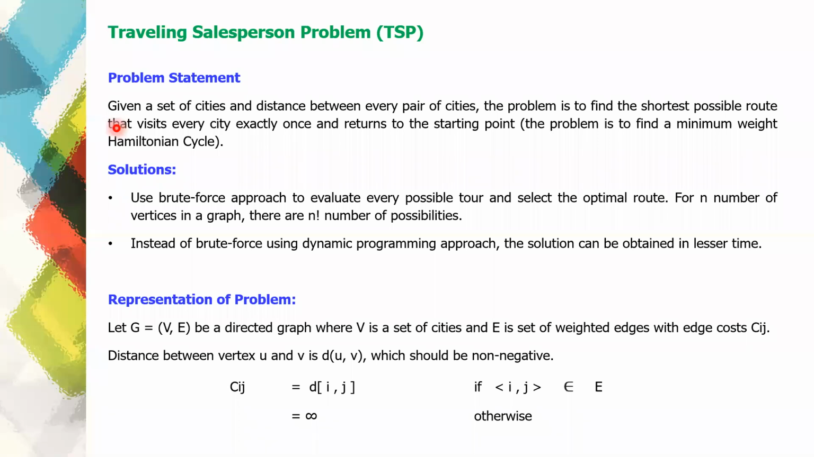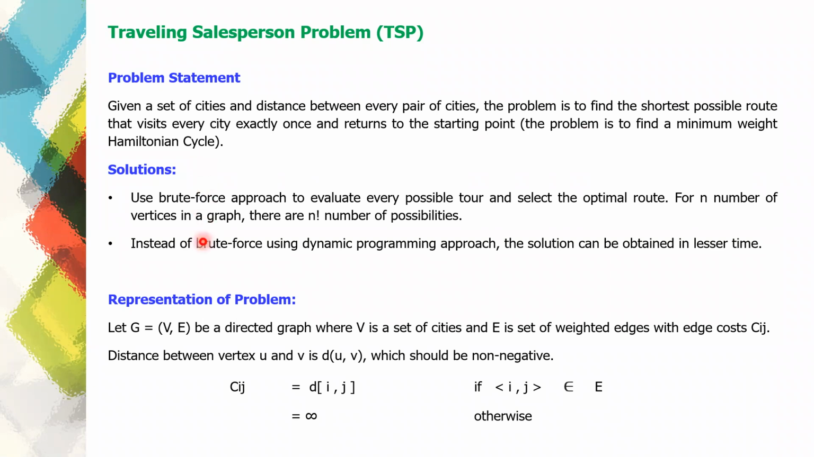The same problem, when you studied it in your discrete mathematical structures course, you might have studied as: given a graph, you might be asked to find a minimum weight Hamiltonian cycle. It's the same problem, and finding the shortest route among the cities is the same as finding a minimum weight Hamiltonian cycle.